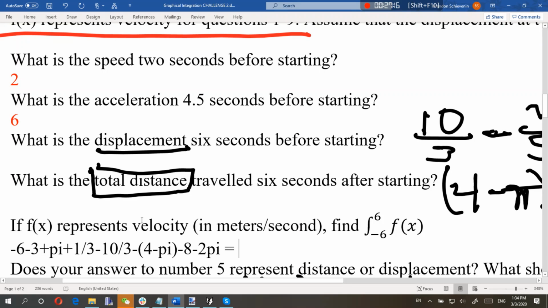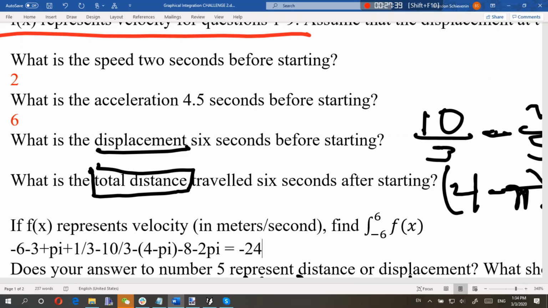Okay, so I've got negative 6 minus 3 is negative 9. The negative 10/3 plus 1/3 is negative 9/3, which is negative 3, so that's negative 12. Minus 4 is negative 16. Minus 8 is negative 24.